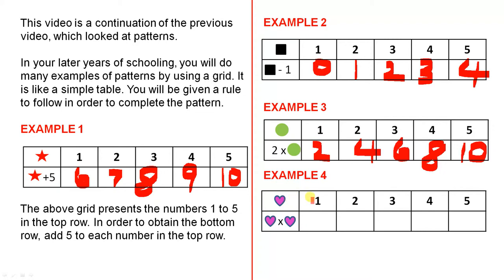The heart represents the numbers from 1 to 5. For this row here, you multiply the heart by the heart. That is, each of these numbers is multiplied by itself. 1 times 1 is 1. 2 times 2 is 4. 3 times 3 is 9. 4 times 4 is 16. 5 5s are 25.